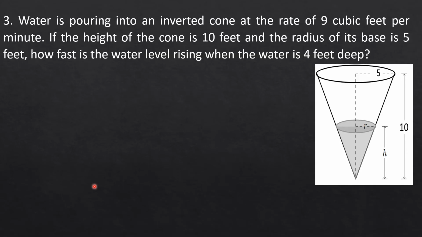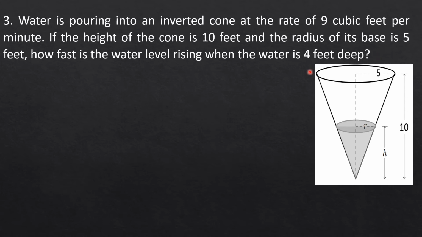Our next problem is water is pouring into an inverted cone at the rate of 9 cubic feet per minute. If the height of the cone is 10 feet as illustrated and the radius is 5, how fast is the water level rising when the water is 4 feet deep?